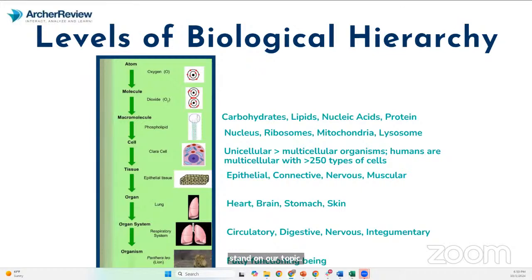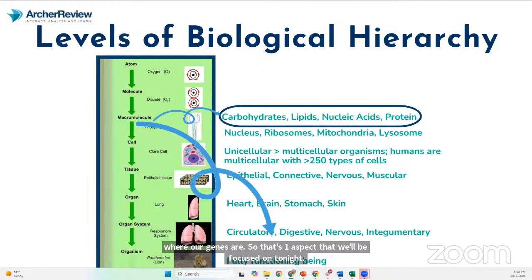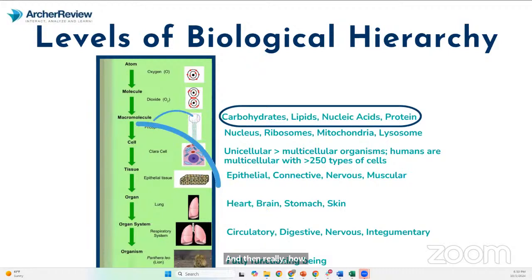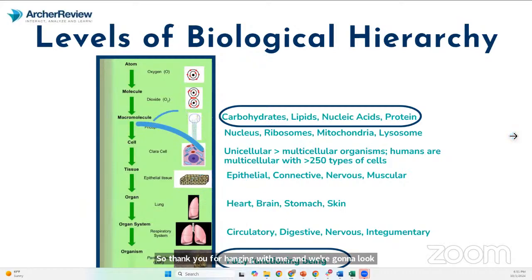As with all of them, I do like to touch base with our levels of biological hierarchy so we know where we stand on our topic. So with the laws of inheritance, we are focused on the nucleic acids because those are our DNA and that's where our genes are. So that's one aspect that we'll be focused on tonight. And then really how those genes impact our fully functioning human being. And that's our next topic in this final round for tonight. So thank you for hanging with me, and we're going to look at our learning objectives for this unit.